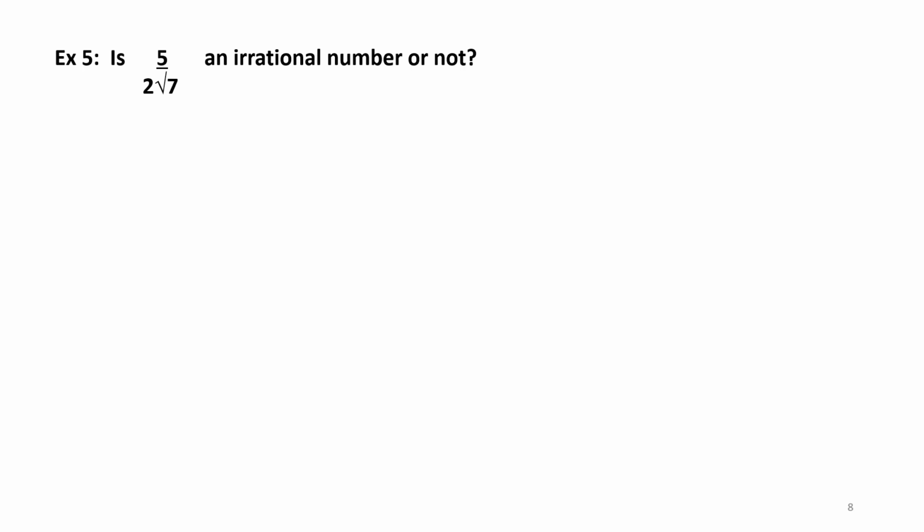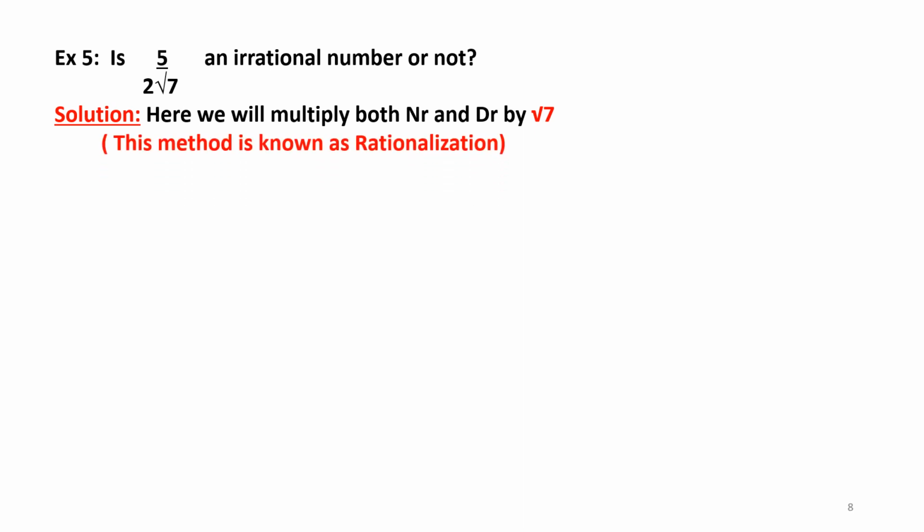One more: is 5 by 2 root 7 an irrational number or not? Here root 7 is in the denominator. So we have to remove the root 7. How? This method is called rationalization. We will multiply both numerator and denominator by root 7. The value will not change. This method is known as rationalization.